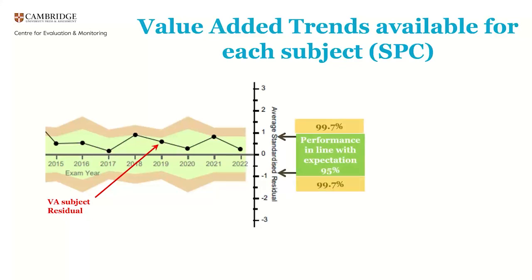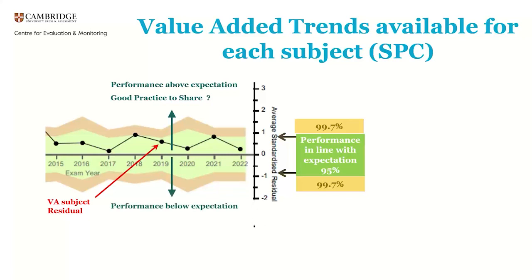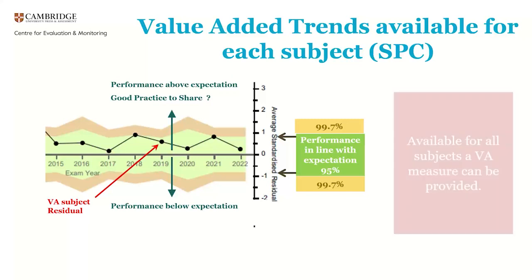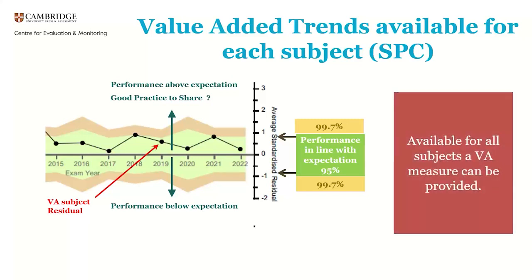We've got our confidence intervals here. Scores within the confidence intervals are not significant, but if we stray outside of those shaded areas, then that's an indication of the significance of the results that the subjects have achieved. So above the line, good practice to share. Maybe below the line, we might see performance that is below expectation. Okay, so that chart is going to be available for all subjects where we can provide that measure of value added.